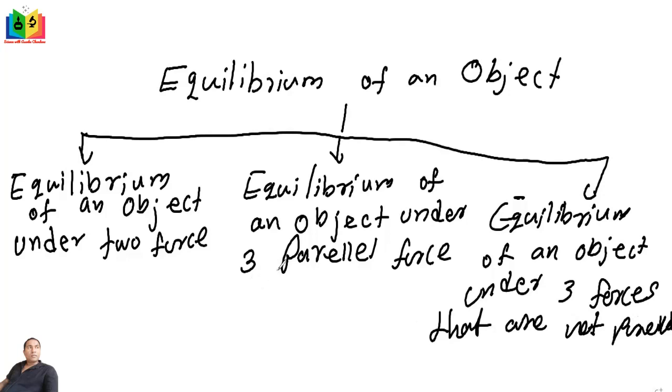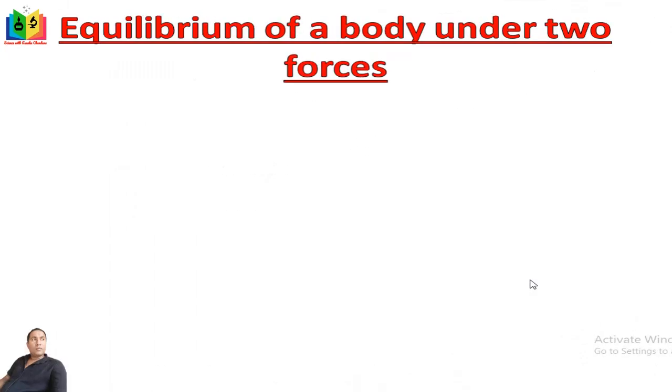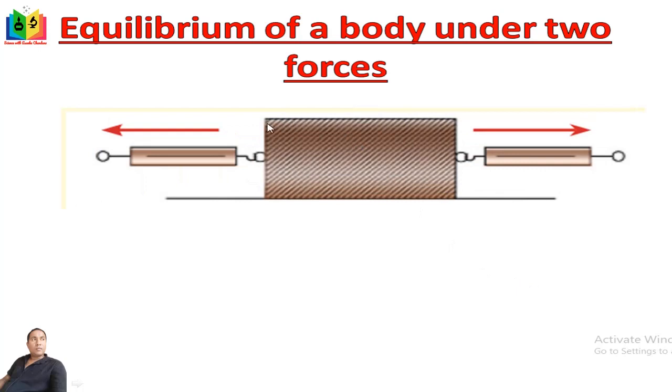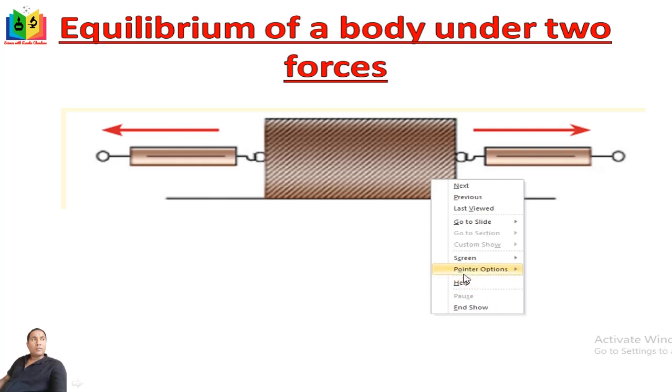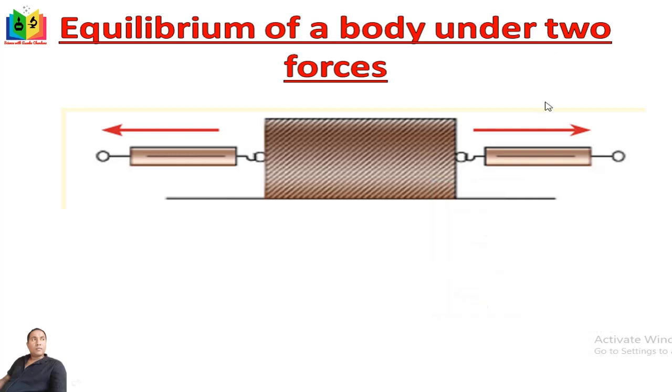Okay, right. Let's go to learn about equilibrium of an object under two forces. Let's go to learn about equilibrium of a body under two forces. For this, now look at this one. When we consider this picture, two forces act on either side. Here the exerted force is, think about F1. Here the force is F2. What will happen? Previously also, we have learned about this condition.